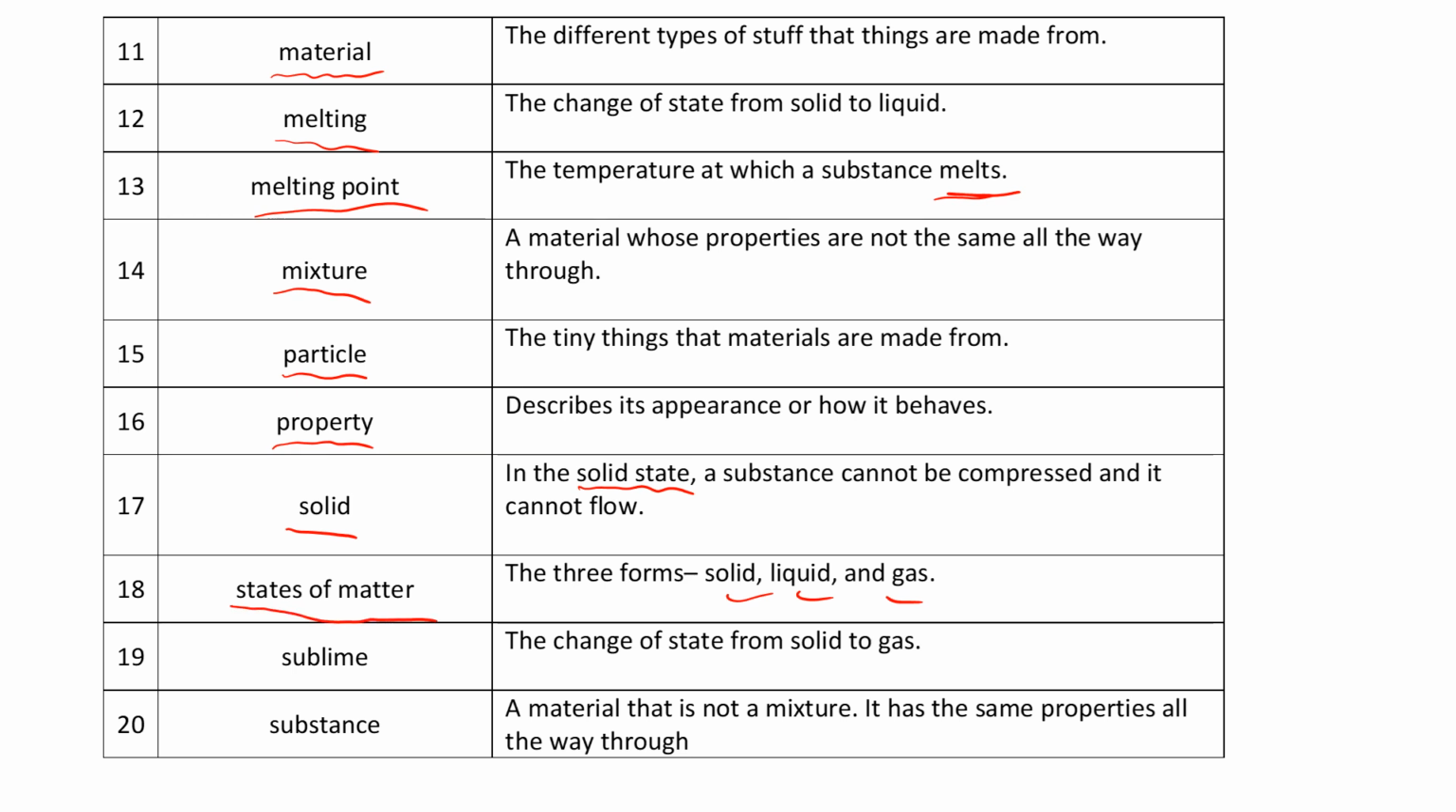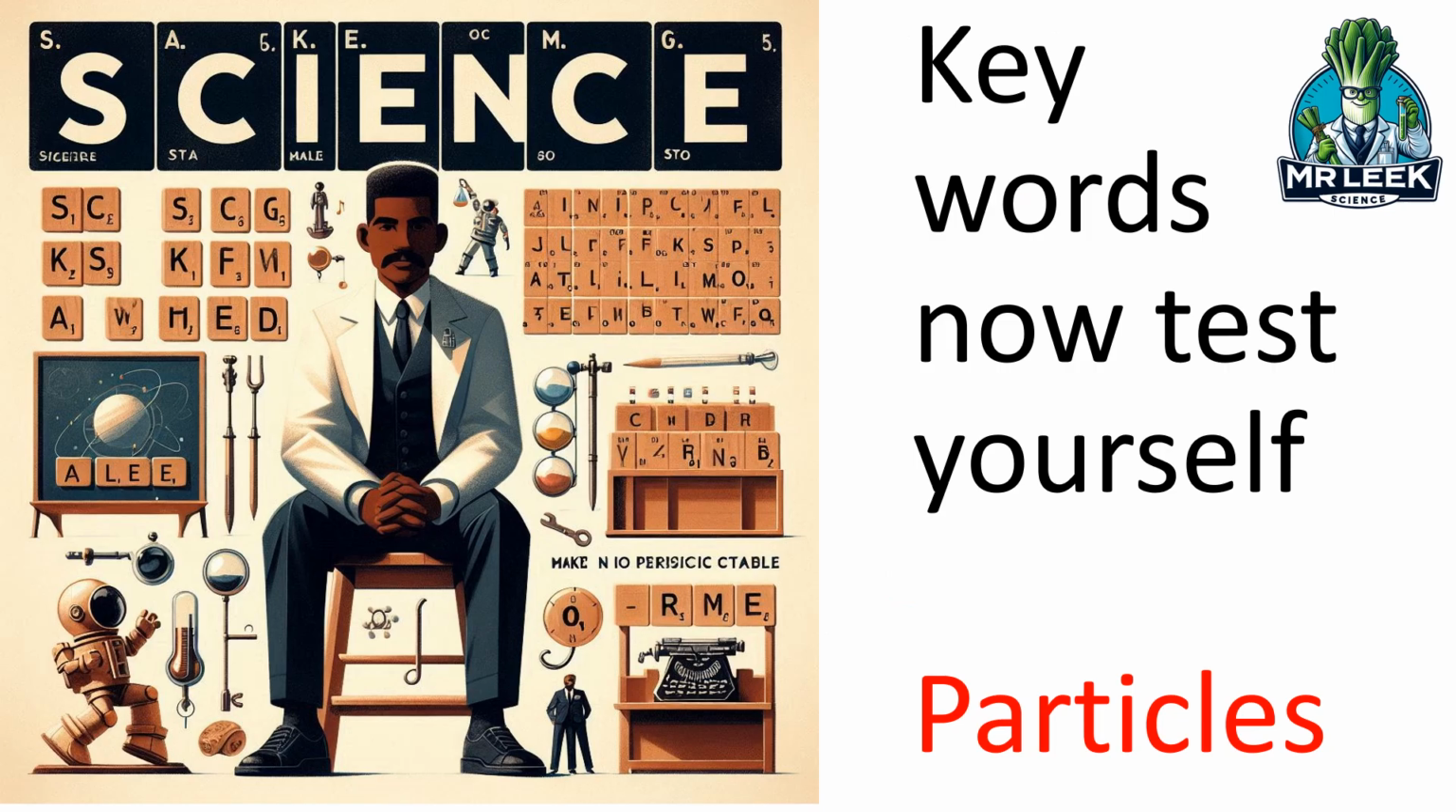The change from a solid to a gas, so that's something that's on your table and then turns straight into a gas, is called sublime. A material that is not a mixture, it has all the same properties all the way through, is a substance.